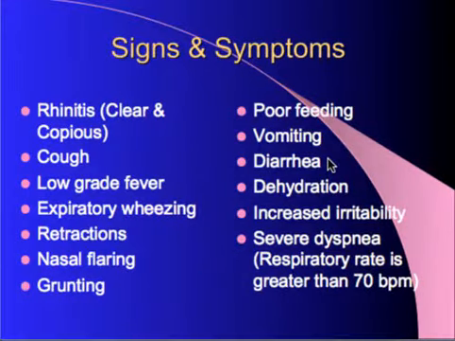Signs and symptoms in your assessment findings. The child will have rhinitis, clear, copious drainage from their nose. They will have a cough and a low-grade fever. They will have expiratory wheezing, retractions, nasal flaring, and grunting. They will have poor feeding because they can't coordinate feeding, since they haven't got the nasal breathing down. And they will have vomiting and diarrhea, and they will become dehydrated. They will be increasingly irritable, and they can have severe dyspnea with a respiratory rate greater than 70 breaths per minute.